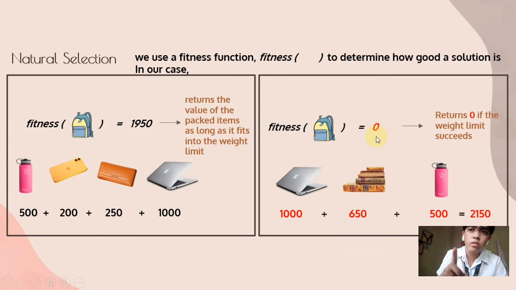The laptop is 1,000 grams, the book is 650, plus 500 for the tumbler. So the total is 2,150, guys. So it exceeds the knapsack weight limit, and the result is 0. Return 0 if the weight limit is exceeded. That is the rule in the genetic algorithm.